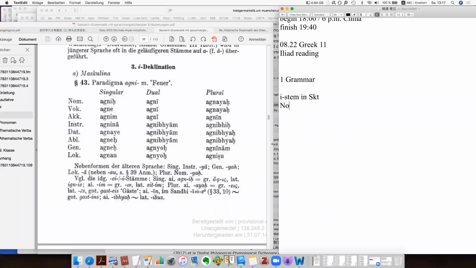So we have the nominative, agnis, and the accusative is called agnim, yeah. So this is pretty easy, right? You see, this is the stem, and then you put the ending after the stem. This is very direct. But from the instrumental, we have some problems, and I will explain later.